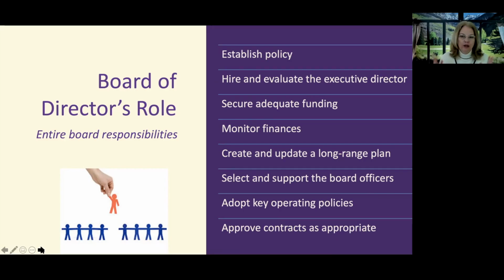So number one, you're establishing policy. When you submitted your 501(c)(3), you submitted your bylaws. But most likely those bylaws will change as you get more board members and the environment changes and things change. And so then they will revise the bylaws. So the board will establish policy.